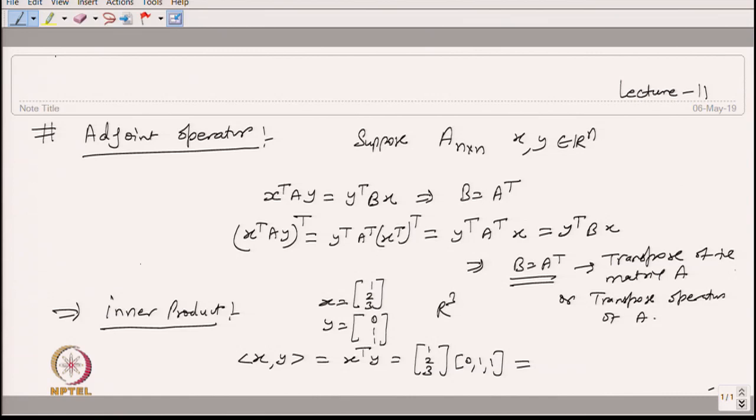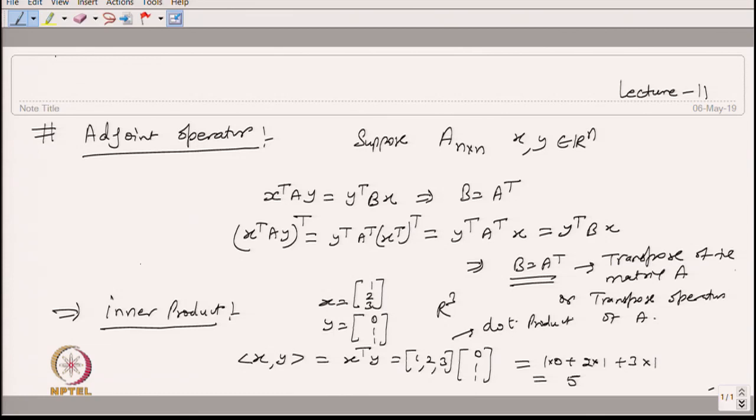0, 1, 1, and then I want to define x transpose y. Let us see what will happen. x transpose will be 1, 2, 3, which becomes the row vector, and then the column vector. If I multiply these two, it will be 1 into 0 plus 2 into 1 plus 3 into 1, and from here I will get 5. So this is the output when I take the dot product of the two vectors.